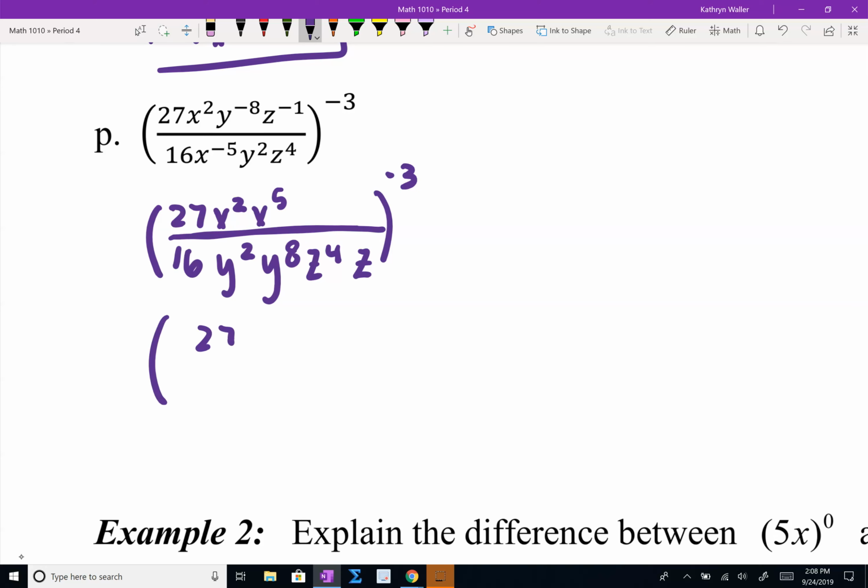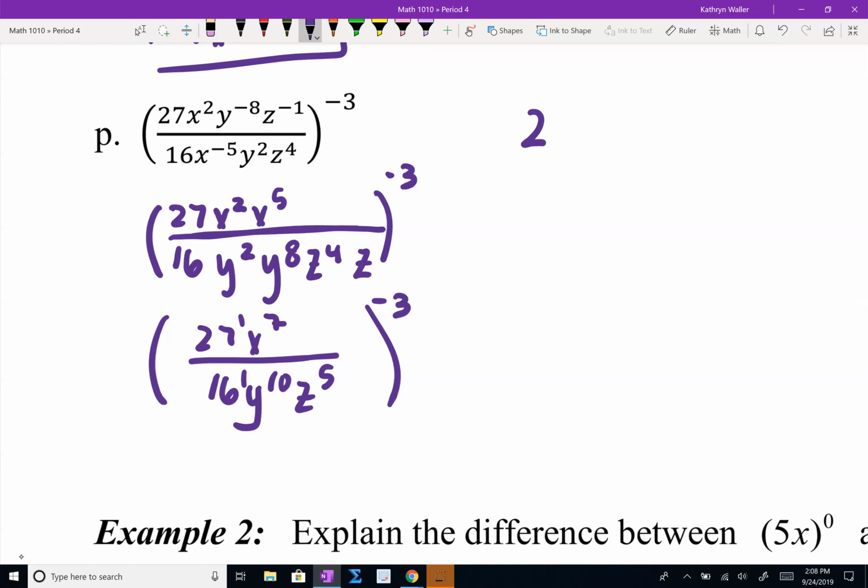So I have 27 over 16. Then on the x's, is that 7 or is it 10? Tell me. 7. It's 7. Good. Then on your y's, 8 and 2 is 10. On the z's, tell me. 5. And now it's all raised to the negative third. Now this is going to be a little messy, but it's not that big of a deal because I have way fewer things than what I had before. Okay, 27 has an exponent of 1, as does the 16.